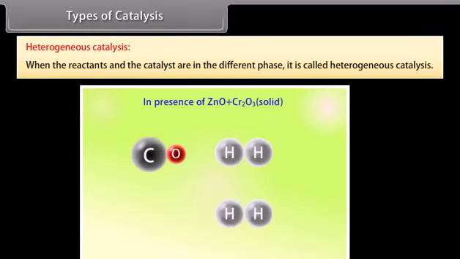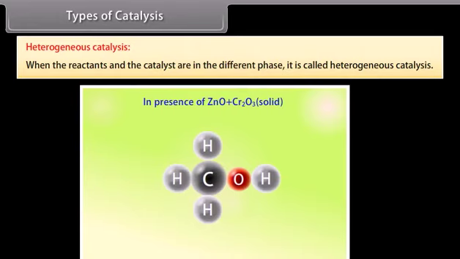Heterogeneous catalysis. When the reactants and the catalyst are in different phases, it is called heterogeneous catalysis. For example, manufacture of methanol from carbon monoxide and hydrogen using ZnO plus Cr2O3 as catalyst. Reactants are in gaseous phase and catalyst is in solid phase.